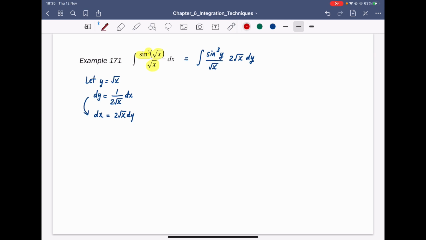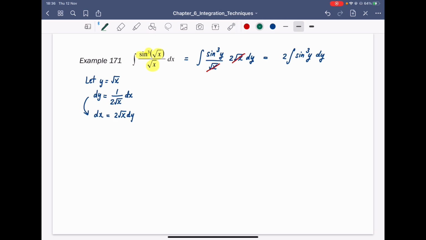Well, this is perfect because you can cancel 1 square root x, and then you're going to have 2 times the integral of sine cube y dy. Well, this is pretty easy, right? Because we already did this one in class, I guess. So for the integral of sine cube y dy, we're going to let u be sine or cosine, and that should be easy to integrate, right?